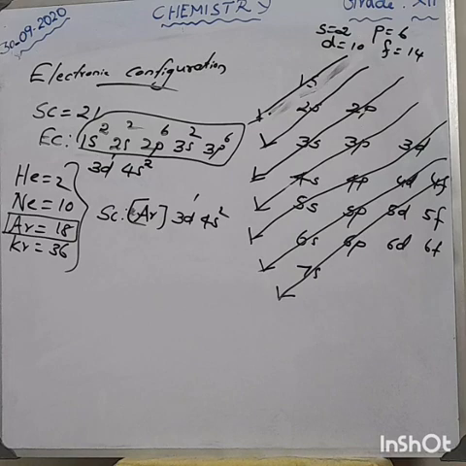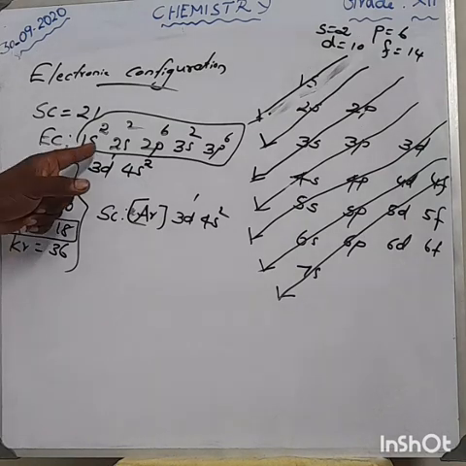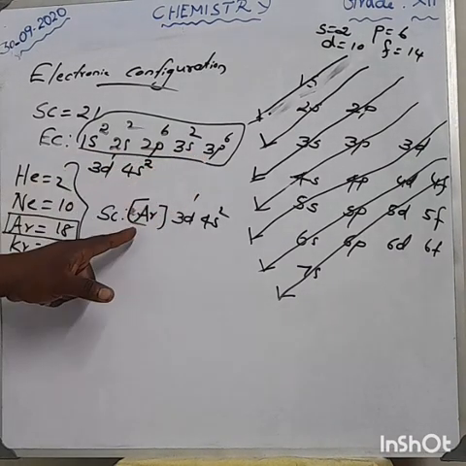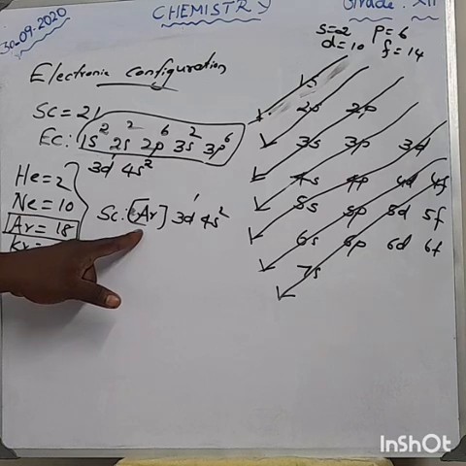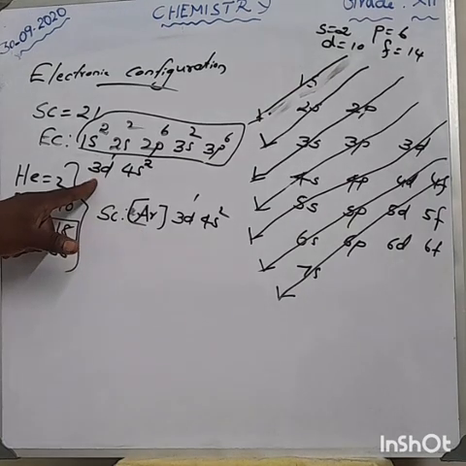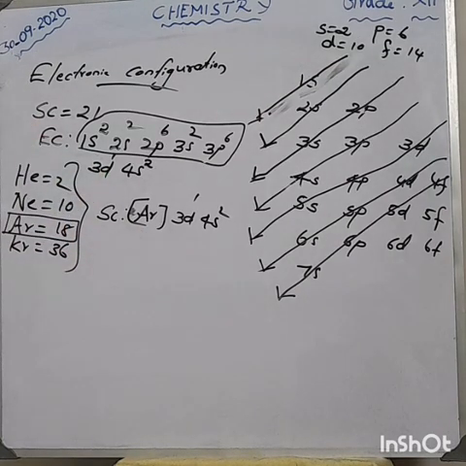Okay, can you write this one? Instead of this configuration, you should cut it short and write argon. Clear? Argon, 3d1, 4s2. This is the configuration for scandium. Clear? And also, here, the filling of the 3d orbital is complete in zinc.